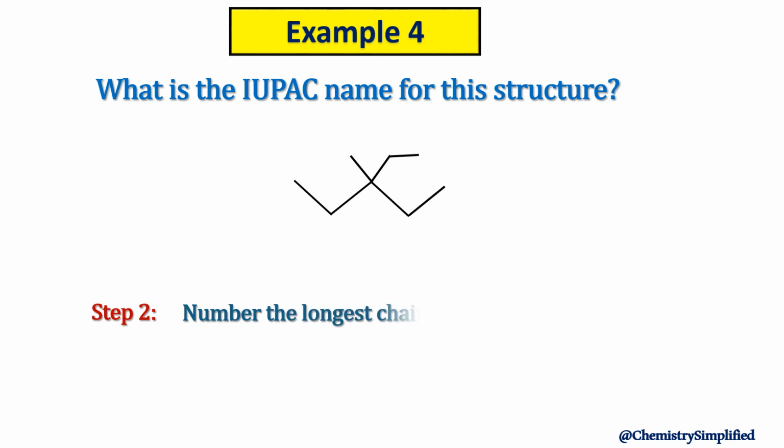Step number 2 is to number the longest chain. 1, 2, 3, 4, 5. So we know that 5 carbons would be named as pentane.